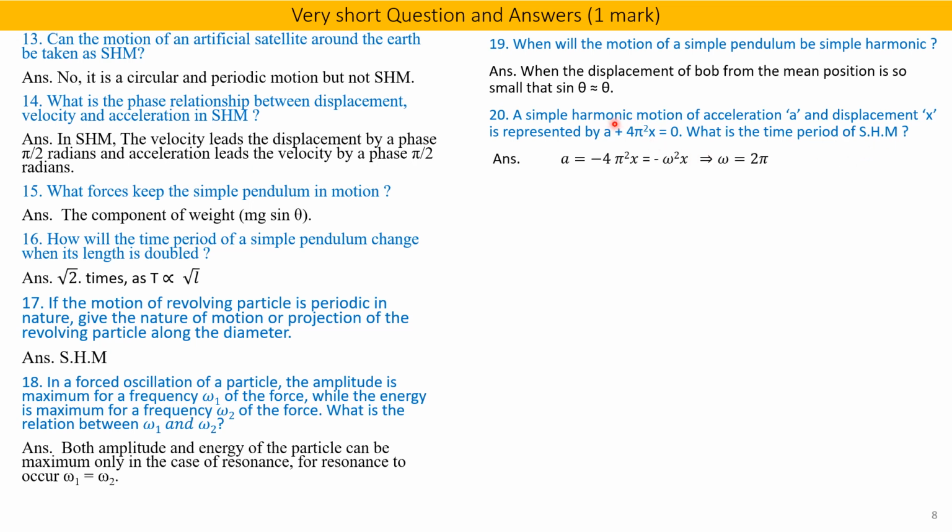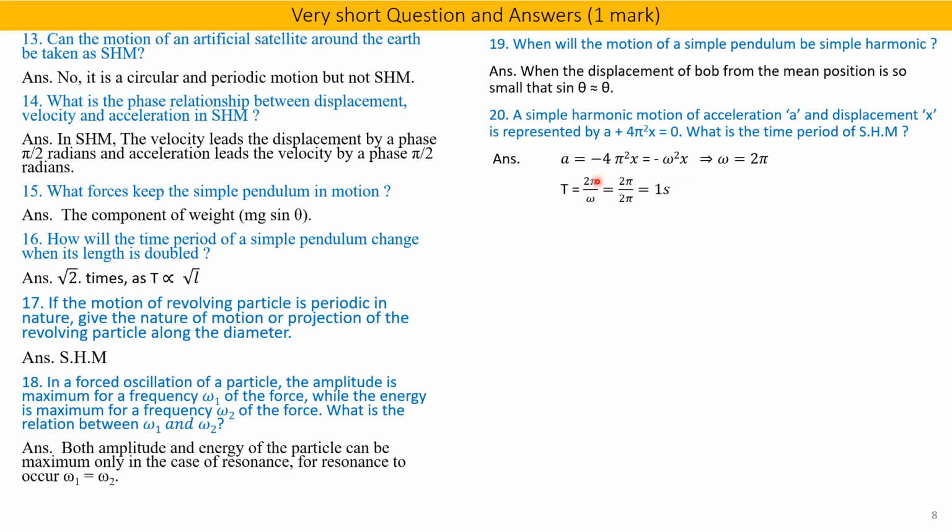Rearranging the given equation, A is equal to minus 4 pi squared x. Or we also know that acceleration is given by minus omega squared x. Therefore, equating these two and cancelling x, omega is equal to 2 pi.